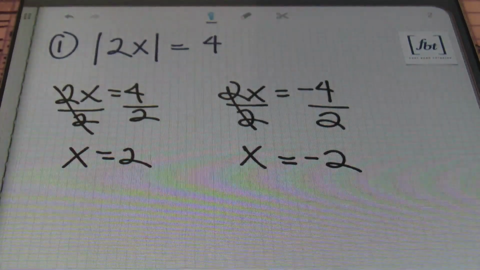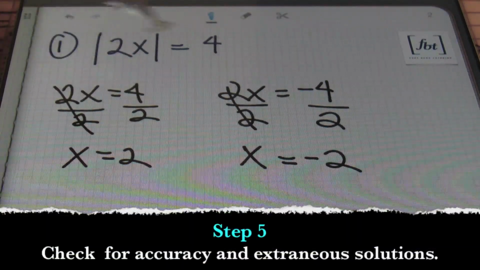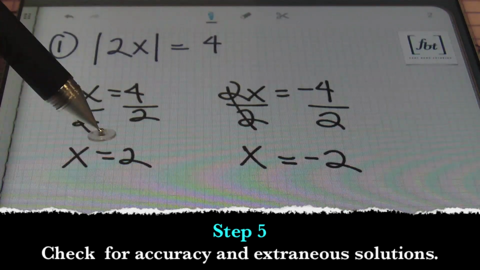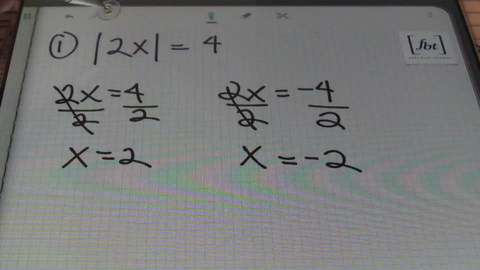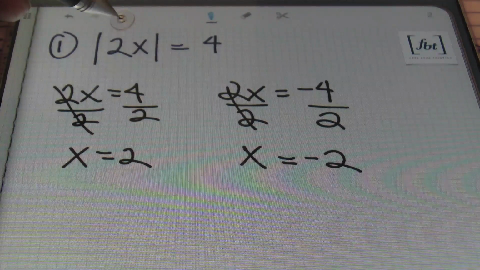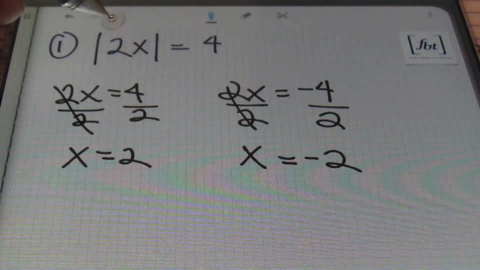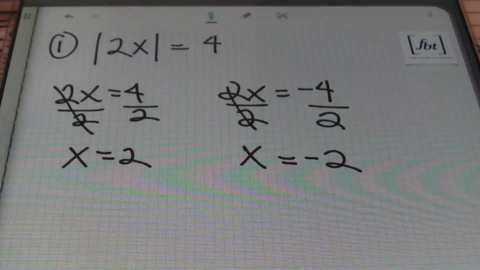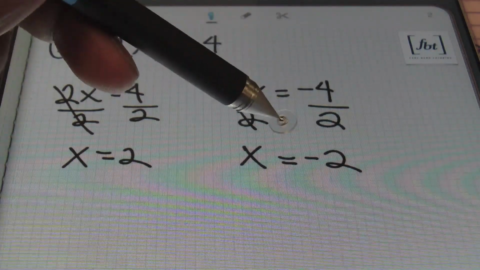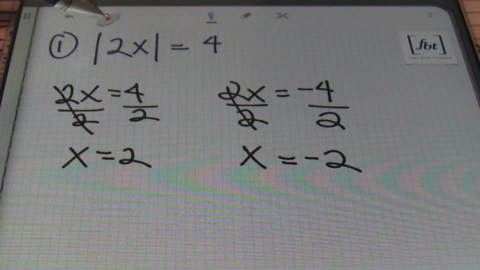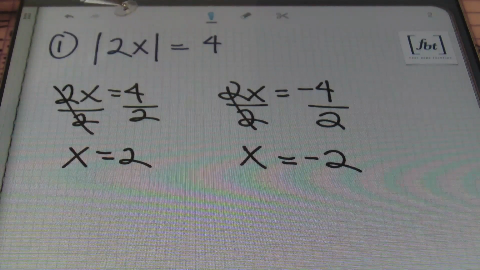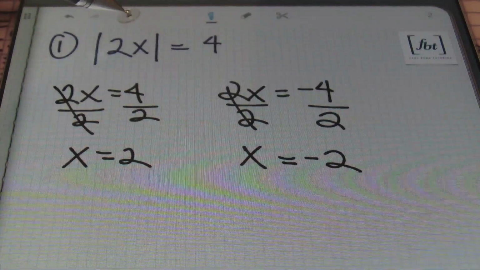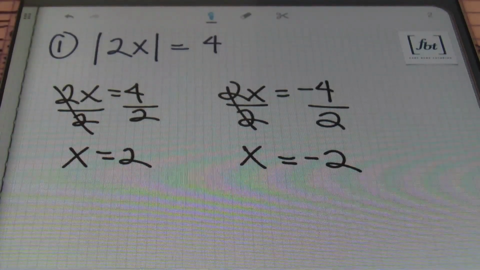Alright, so we can always check our answers by plugging the results back into the original problem. So for instance, here I have x equals 2. If I were to plug 2 back in the original problem, 2 times 2 is 4, and then the absolute value of 4, in other words, the distance from 0 to 4, is 4, so that works out. Using -2 as our possible solution, you'll have 2 times -2, which is -4, and then the absolute value of -4, the distance from -4 to 0, is +4, so that works out just fine.